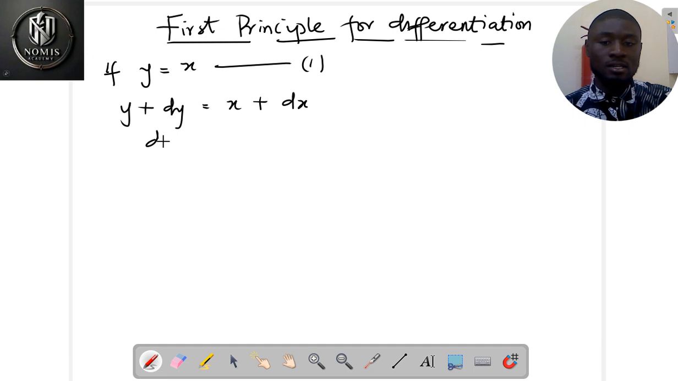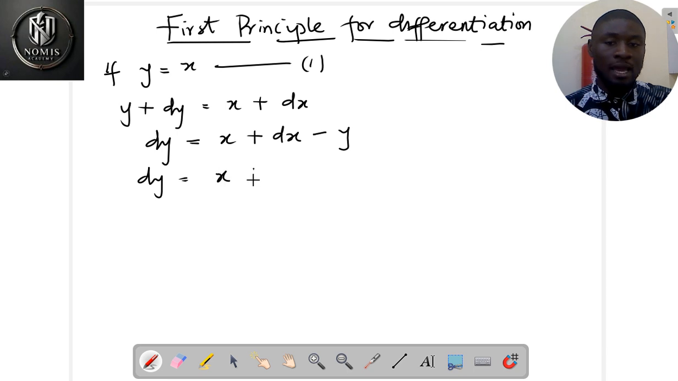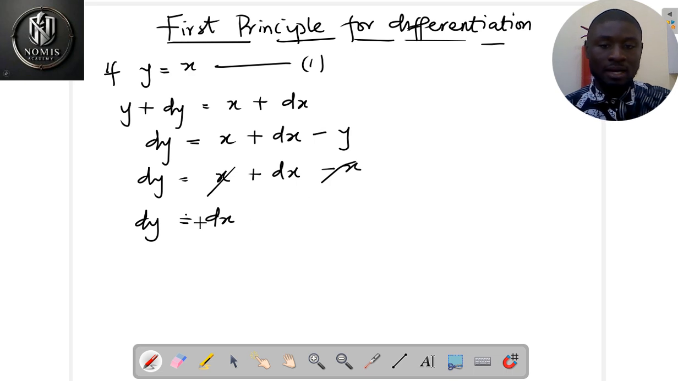If that is the case, then y plus δy stays equal to x plus δx. Then this y comes to the other side and becomes minus y. So recall that y is equal to x, right? Therefore, δy is equal to x plus δx minus x. So this is a plus x and minus x, that means let's cancel this. So I'm left with δy equal to δx. Nothing is left, right? 1. So this is δy/δx.